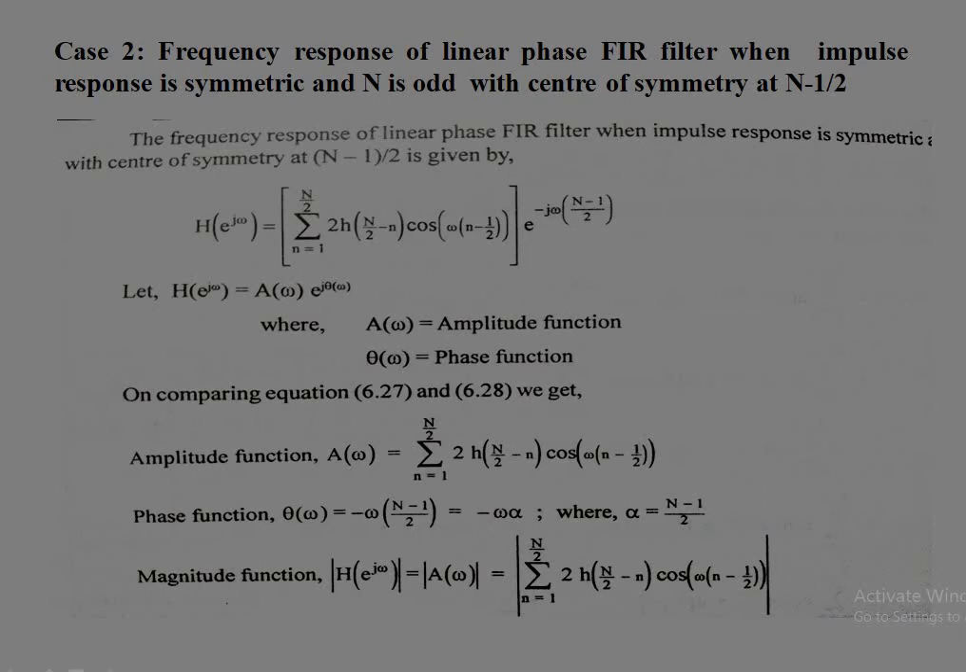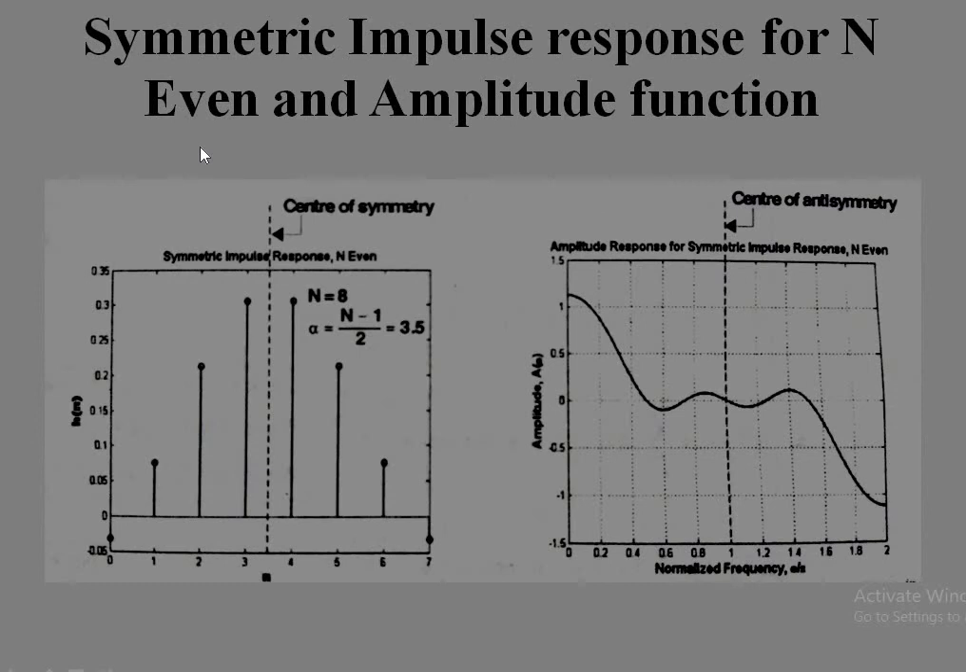I suggest you go through this. The magnitude function in this case is generally represented as the magnitude of sigma n is equal to 1 to N by 2, 2h(N/2 minus n) cos(ω(n minus 1/2)). The sketch of the symmetric impulse response for N even, in this case I have considered N equal to 8, and its corresponding amplitude frequency response, that is the magnitude response, is also shown in the figure.